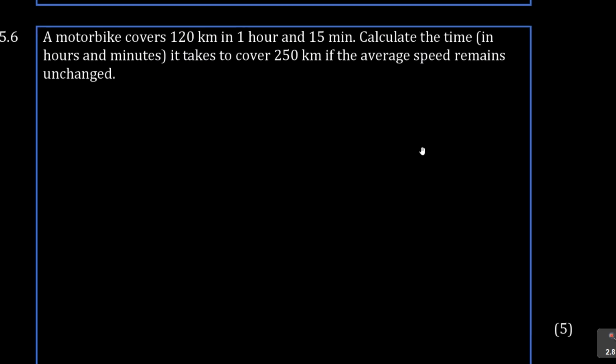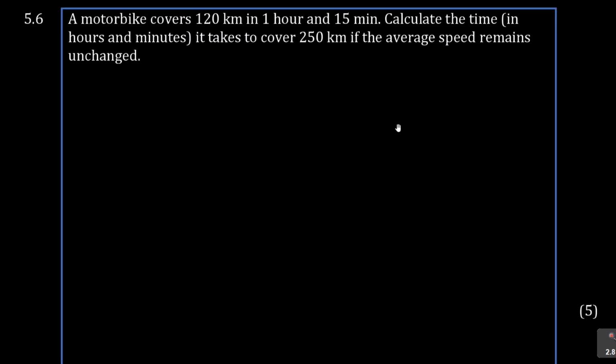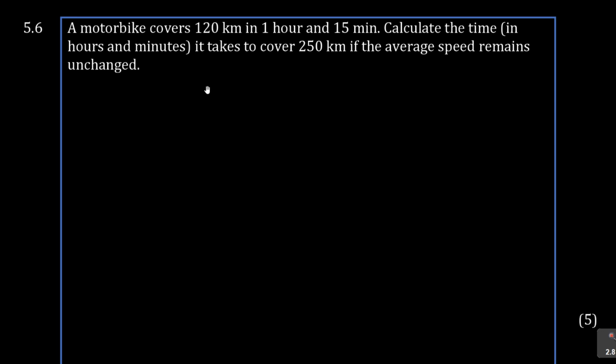Now, this is the one I want you to focus on, because it's not tricky, but it needs you to think in a way, as you see. Let's read it out. It says a motorbike covers 120 kilometers, right? Then it says in 1 hour 15 minutes. You see, they have mixed units now. There's an hour, there's a minute. Then it says calculate the time in hours and minutes it takes to cover 250 kilometers if the average speed remains unchanged.